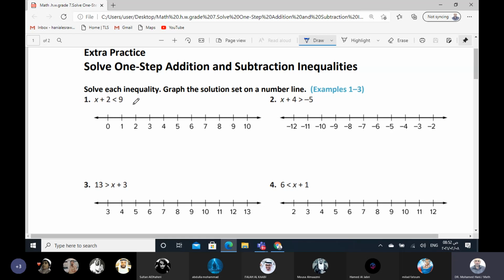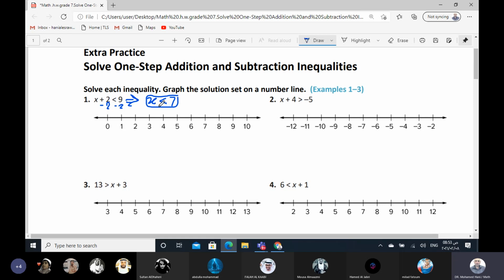As you see here, the first question: you have x plus 2 less than 9. To solve this inequality, try to keep the variable alone. So try to remove 2. Subtract 2 from the two sides, minus 2 here and minus 2 here. 2 and minus 2 will be 0. Remains here x less than 9 minus 2 will be 7. So the solution now, x less than 7.